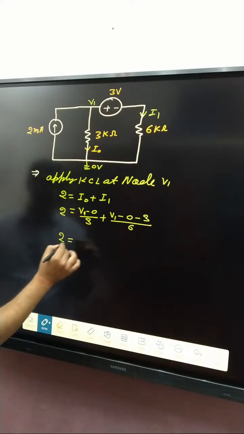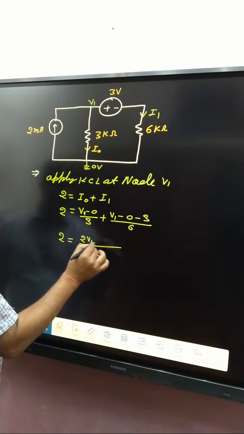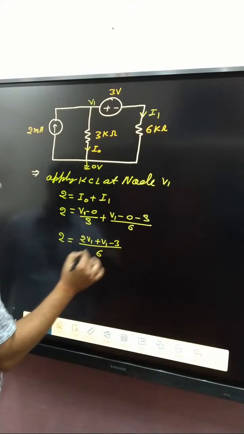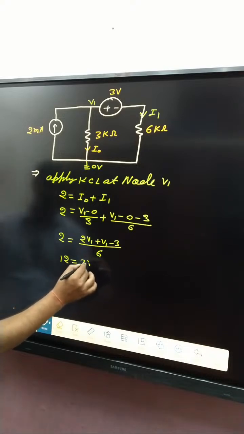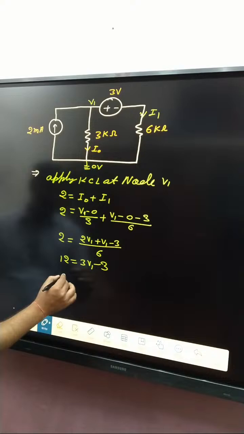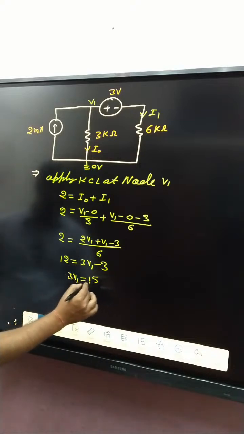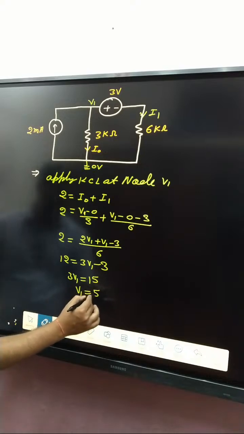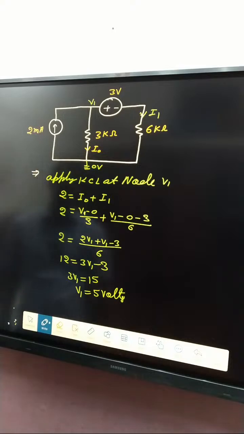So 2 is equal to, taking the LCM, 6. 2 V1 plus V1 minus 3. So 6 into 2 is 12, equal to 3 V1 minus 3. So 3 V1 is equal to 12 plus 3, that is 15. So V1 is equal to 5 volt. Clear or not?